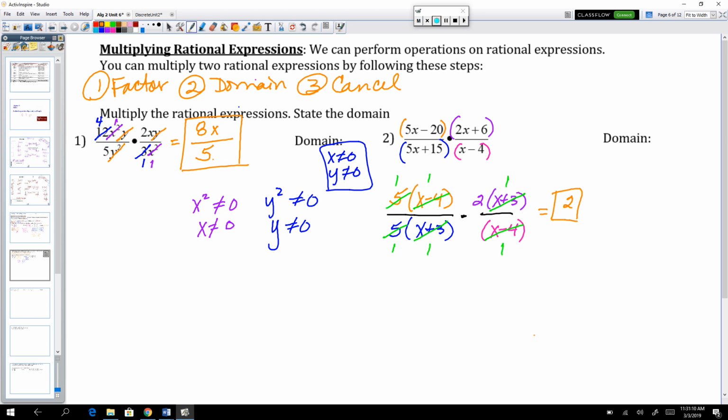Now you see why I love this lesson so much. Look at how complicated it was when we started, and when we simplified, it got down to this gorgeous little 2. Now I do need to go back and check to see what troublemakers x might ever be.